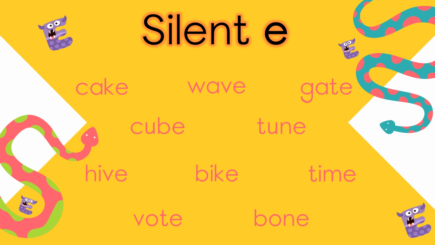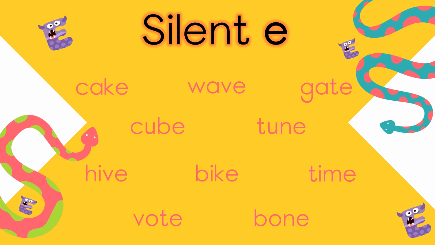Cake, wave, gate. The A changes to the A. Then we have cube and tune. The A changes to the U sound. Next we have hive, bike, time. The E changed to the I sound. And then lastly we have vote and bone. The A sound changed to the O sound.